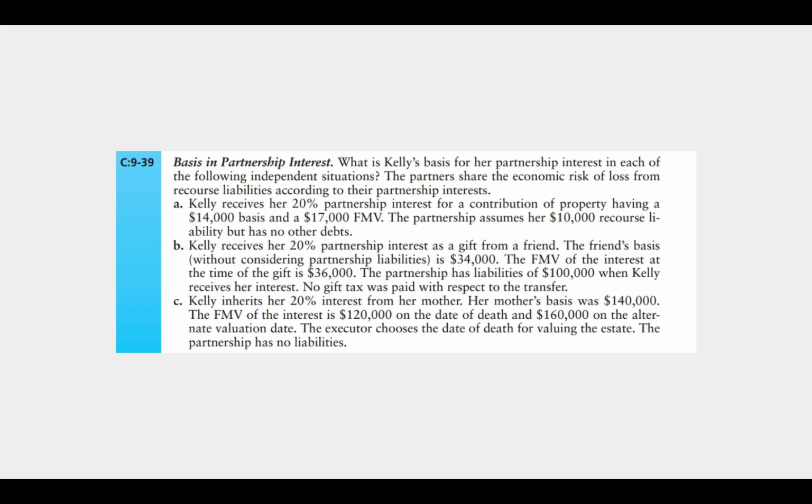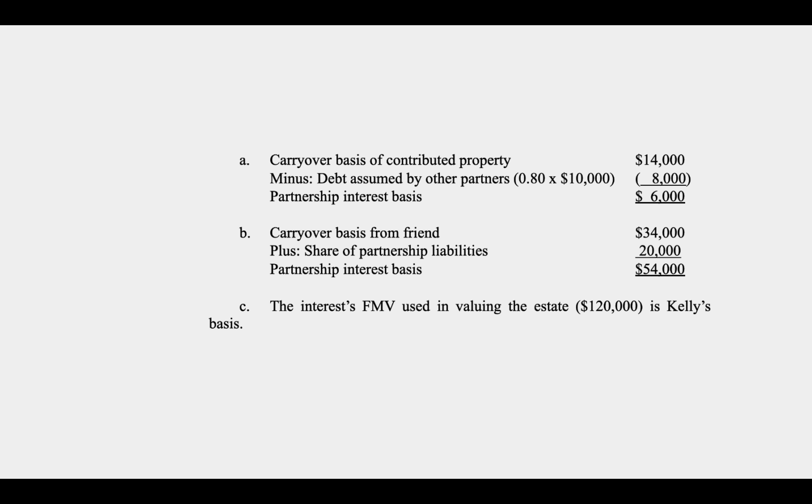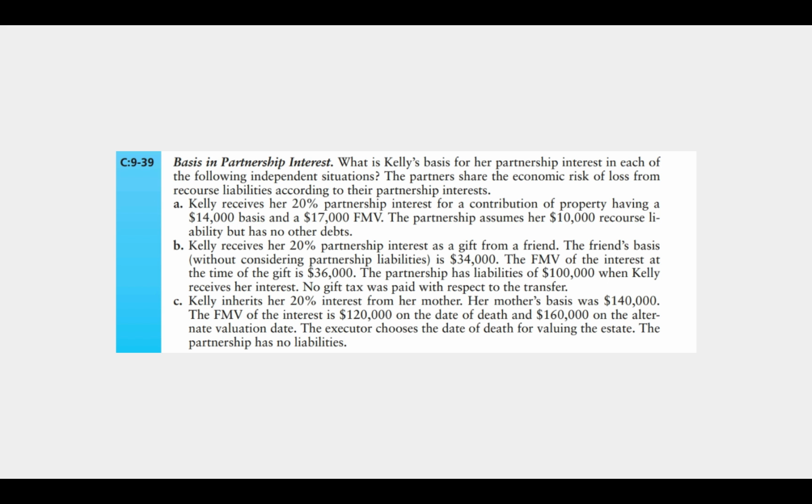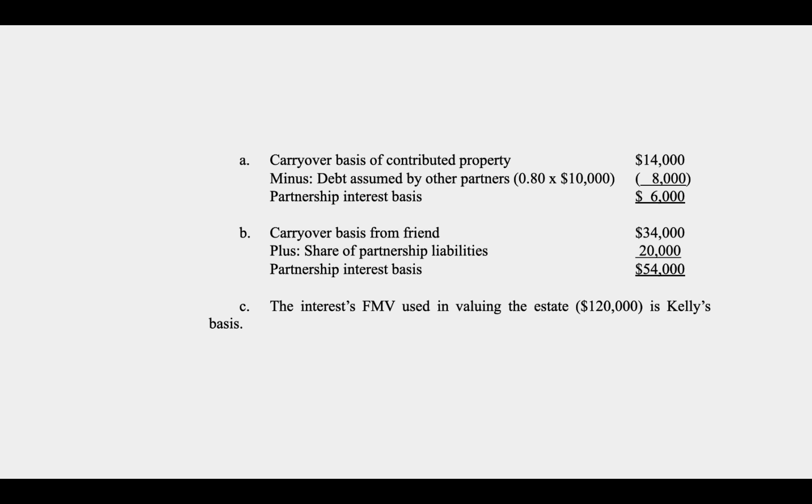Okay, so we start with our general rule that we take a transferred basis, a carryover basis of the contributed asset, so that's $14,000. To that, I subtract the debt assumed by the other partners. So she had a $10,000 recourse liability that was assumed by the partnership. She has a 20% interest. So the other partners who have the 80% interest assumed that. So we subtract that 80% interest to get her basis of $6,000.